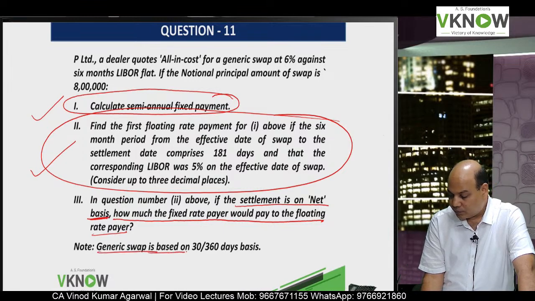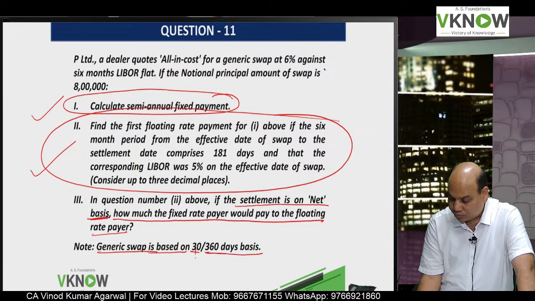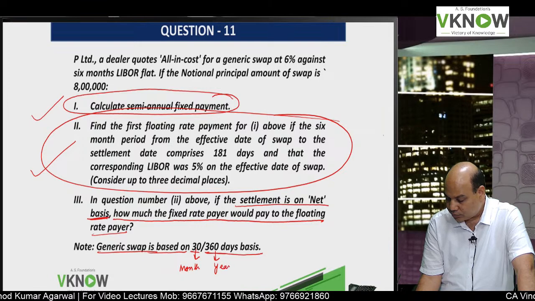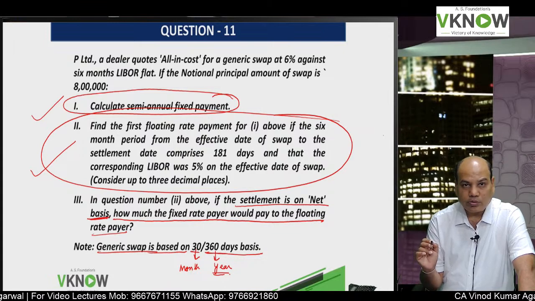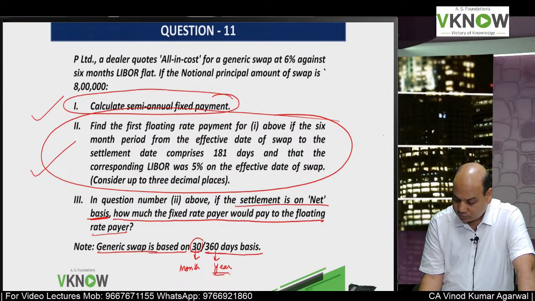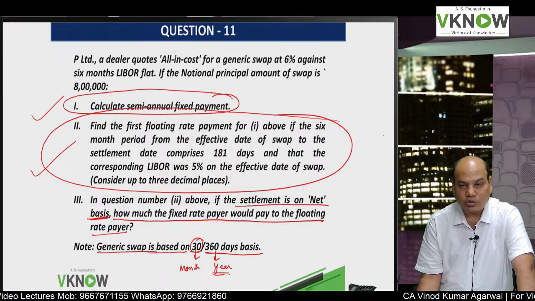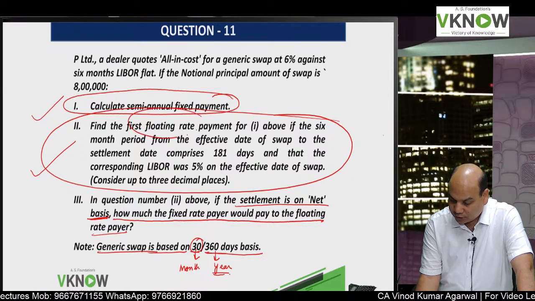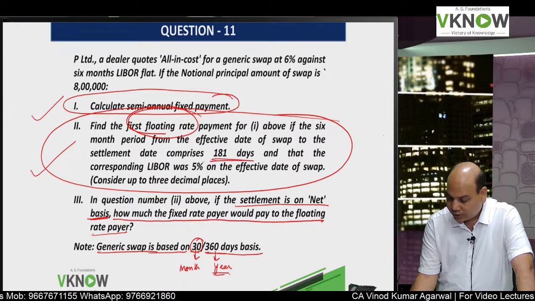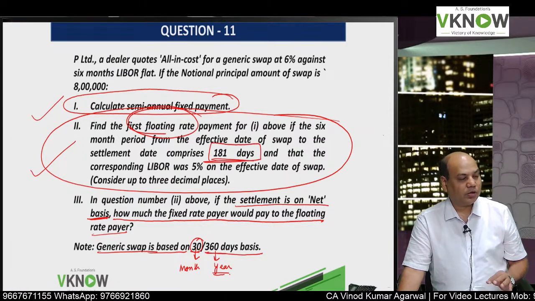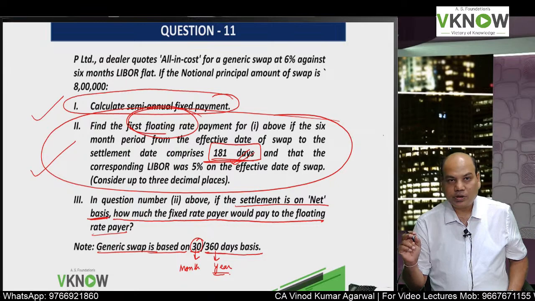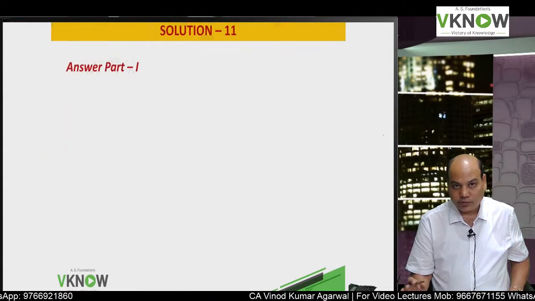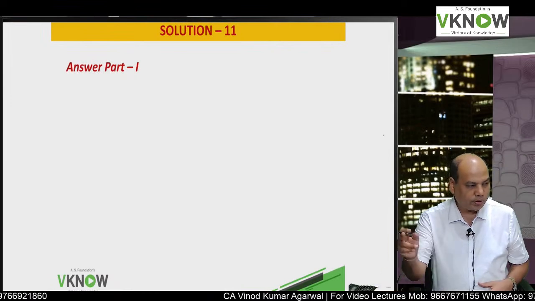There is a note. Generic swap is based on 30 divided by 360, which means a month is equal to 30 days and a year is equal to 360 days. When you are calculating fixed rate payment, we follow this convention: 1 month is equal to 30 days. But when we are calculating floating rate payment, we take the actual number of days, and that is why the question paper setter has given you the actual number of days in case of floating rate. So please note down.